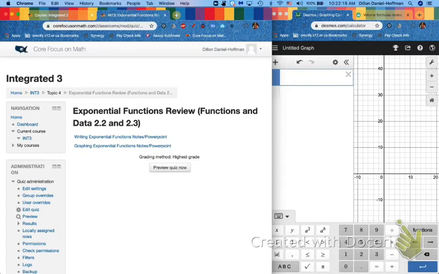It's on exponential functions, and it's a review, you could see, of these two different lessons from the Functions and Data book. That's why there's two PowerPoints, if you ever want to check those out. But it should be covered in one combined lesson that I'm going to teach you right now in this video.